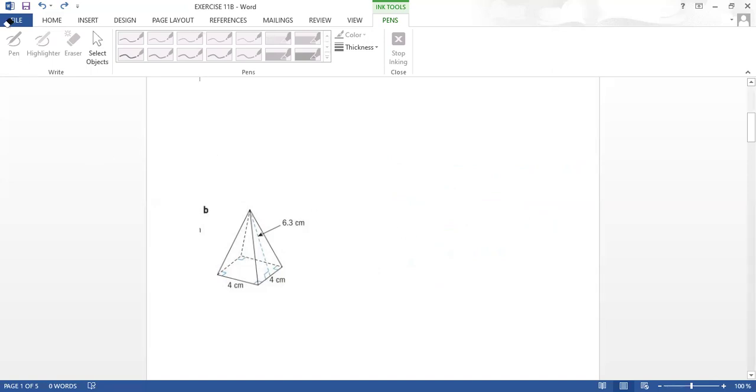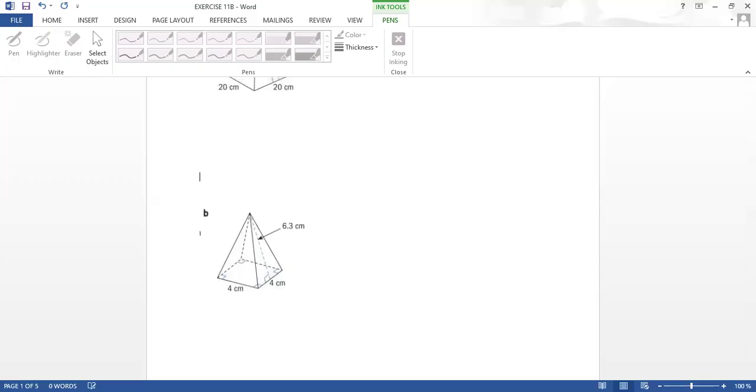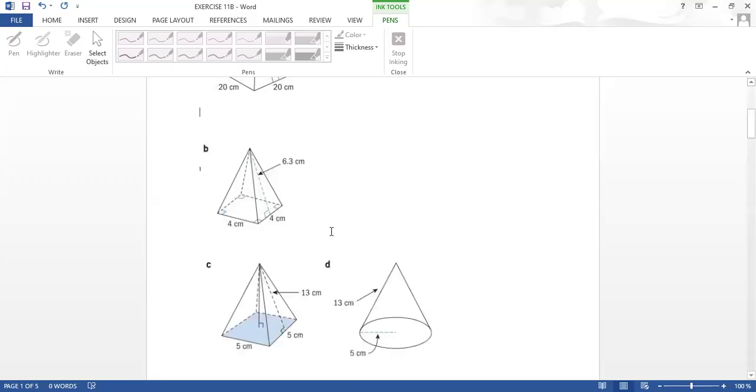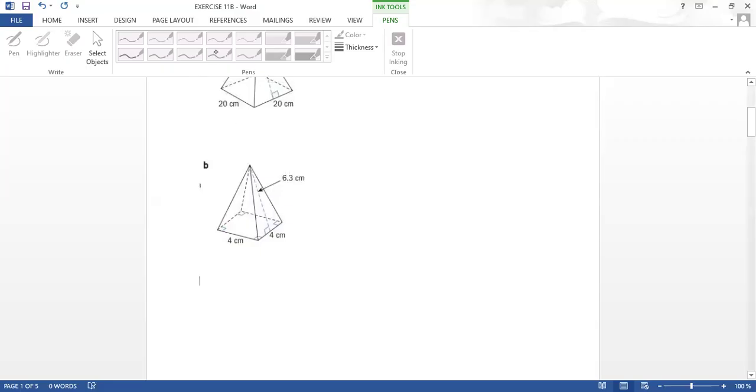Okay, so this is question B. Let me give it some space, and then give it some space down here. So this is the same drill you do here. Since it's a square-based pyramid, the surface area will be the area of the base, which is a squared, plus 2 times base times the height of one triangle.